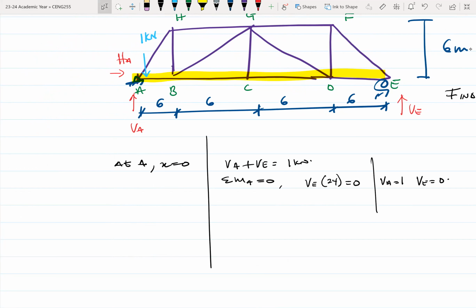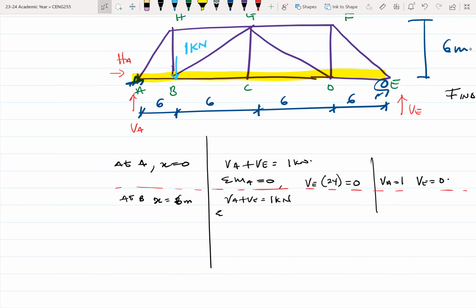Okay. Now let's take this 1 kilonewton load, as I've drawn it, and place it somewhere around B. So now your load is here. Let me divide this so that we see the differences. So at B, where your X is now 6 meters, again, it's always VA plus VE. In this case, it's 1 kilonewton.